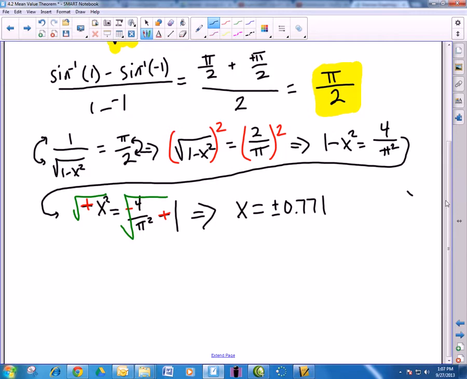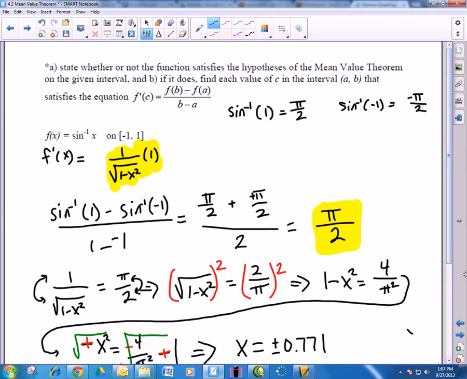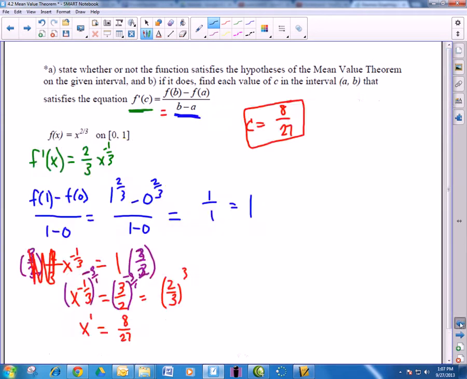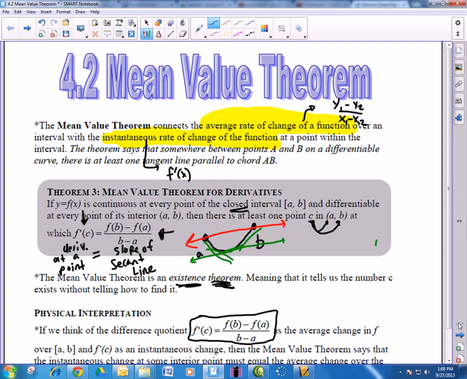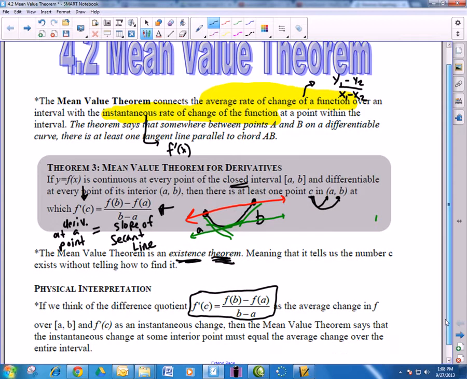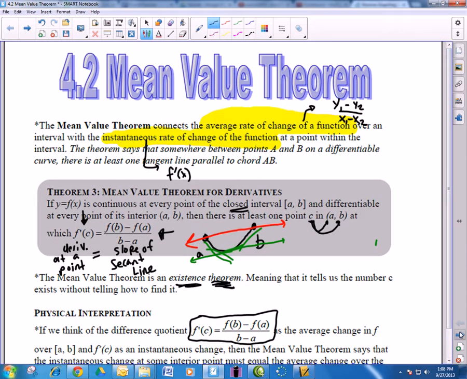So anyway, that's the mean value theorem. That's all I wanted to do for this video. Just an introduction to the mean value theorem, what it says and how it works, and the fact that it's an existence theorem. So there's still work that we have to do to show that it's true or whatnot.